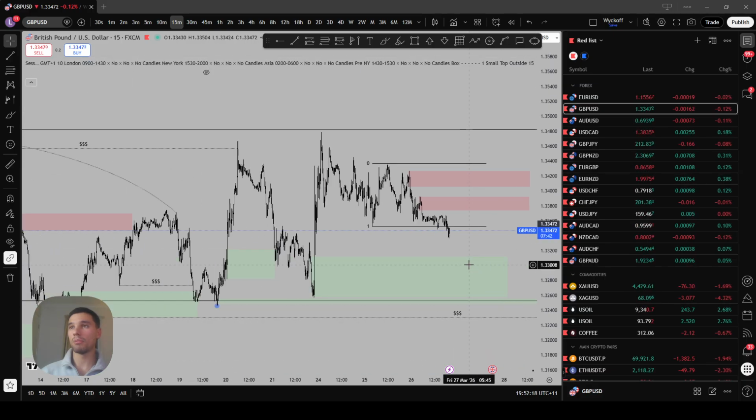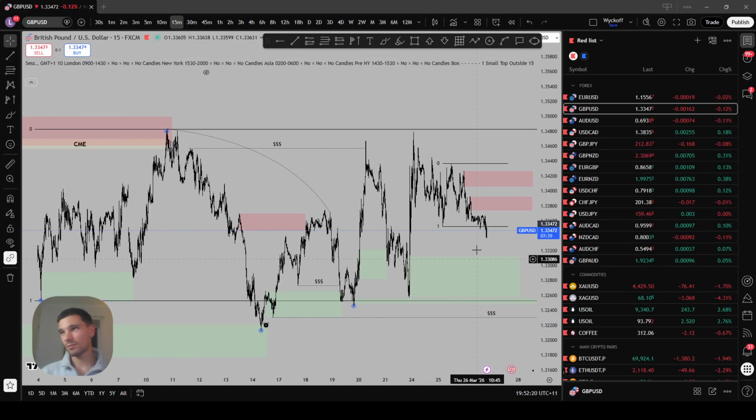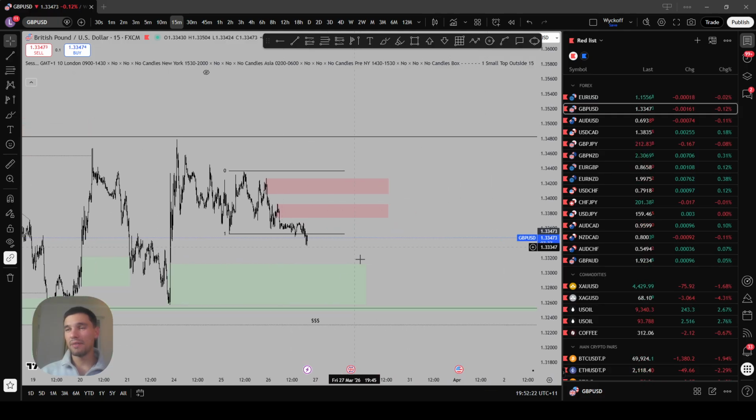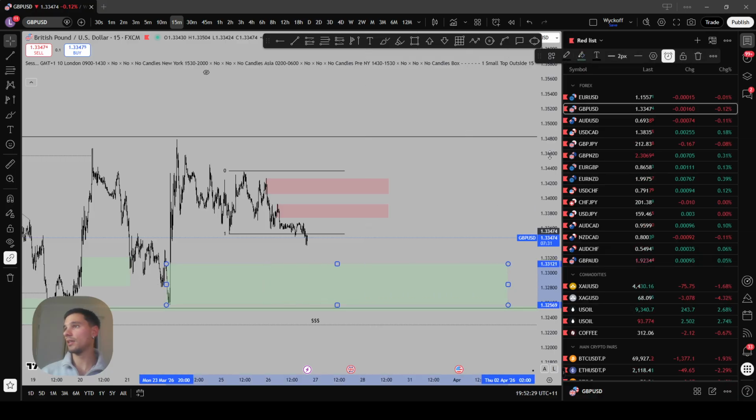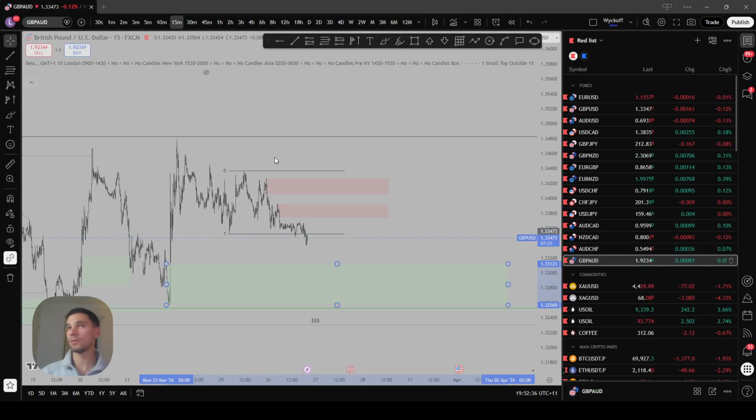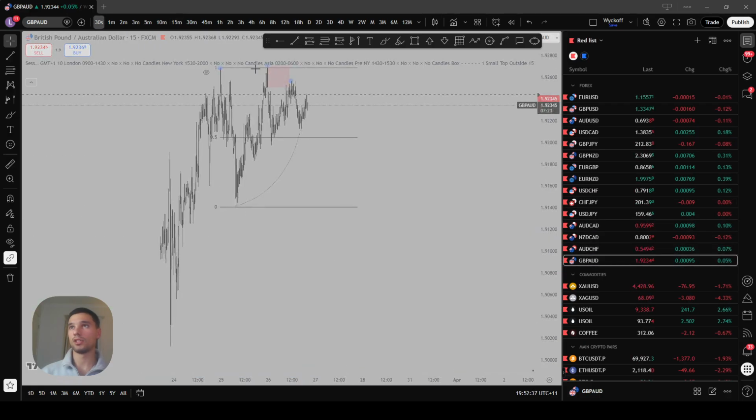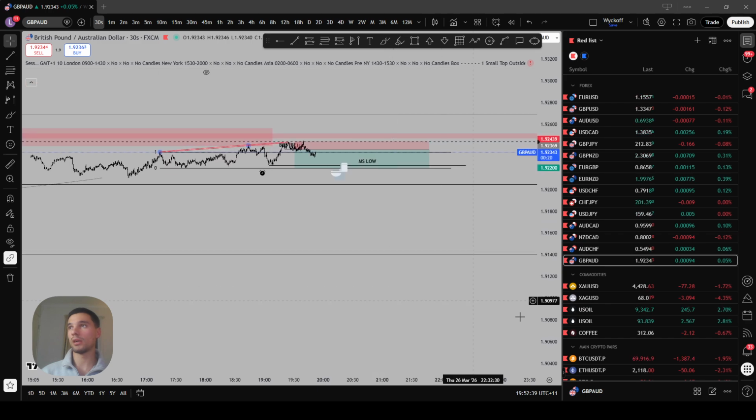As I said, we are in a pro-cumulative environment. I would definitely like to see this accumulated, to see this mitigated first. That's the only thing. But we will wait and see. Let's see how GBP AUD is going. A slight pullback.